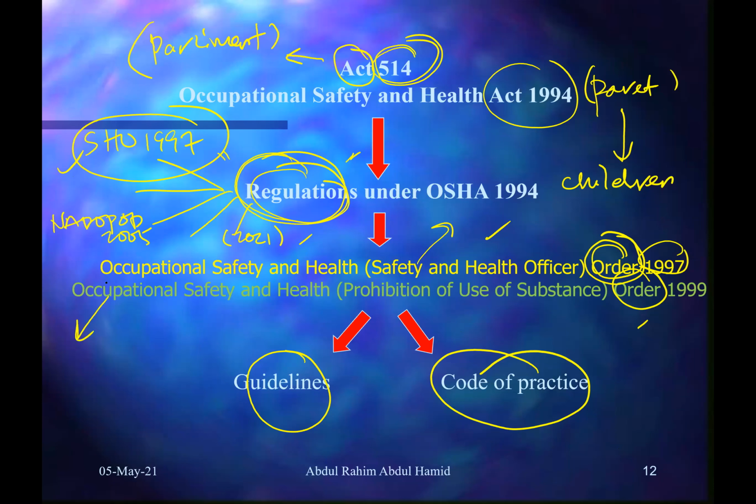And the status of an order is a little bit low in terms of authority. Normally, it is directed by what we call the Director General, meaning the big boss of the agency. We call it DOSH, the Department of Occupational Safety and Health in Malaysia, which is basically the authority who takes care of safety and health matters in Malaysia.